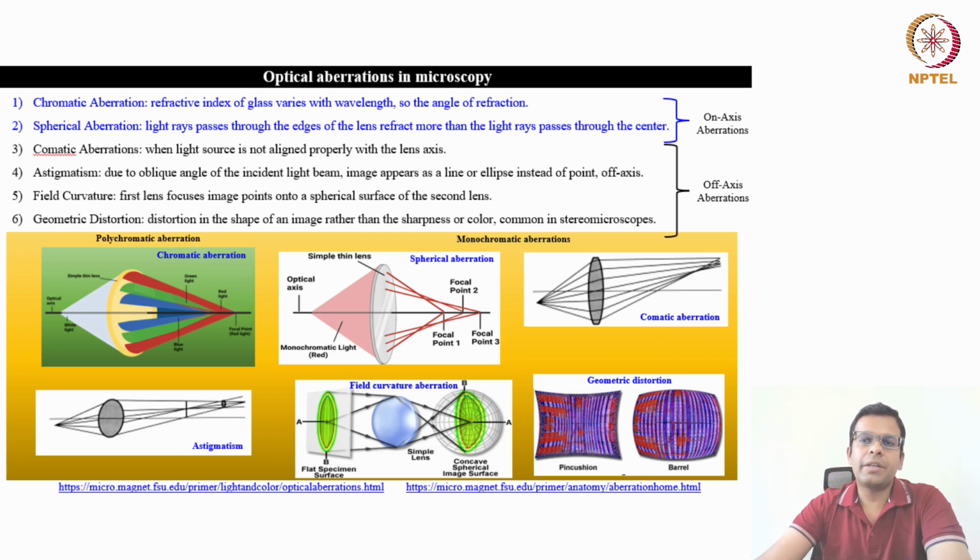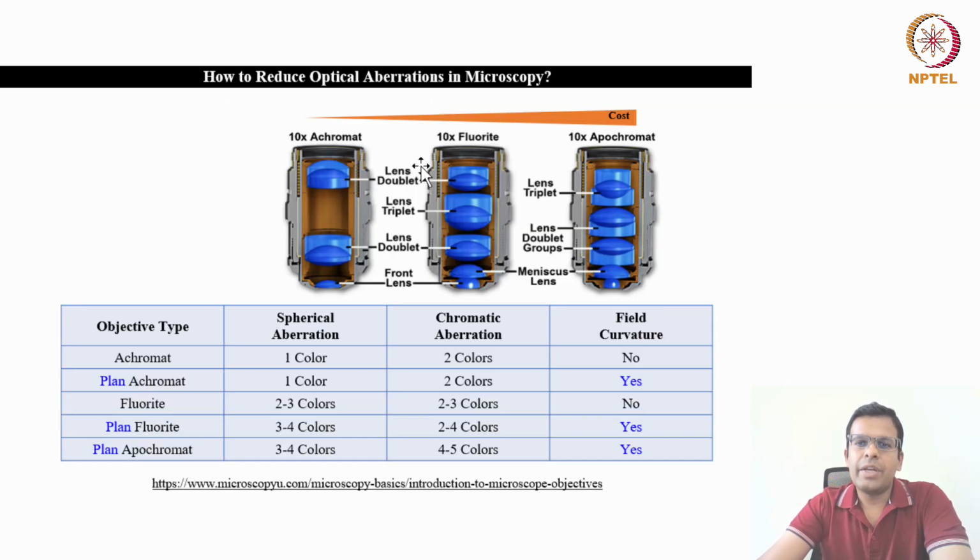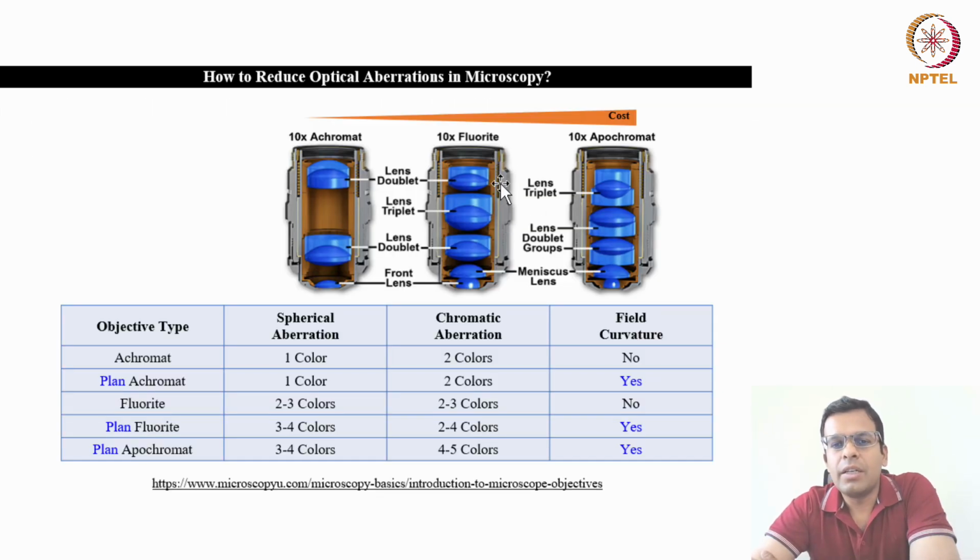Now how do we get rid of these optical aberrations? For that, various companies have designed various kinds of technologies, and that's why the objective lens is not made up of just one lens which magnifies the image from, let's say, 1x to 100x or 1x to 10x, but it also contains several other lenses to take care of these optical aberrations. And they are named accordingly. They are named achromat lens, fluorite lens, and apochromat lens.